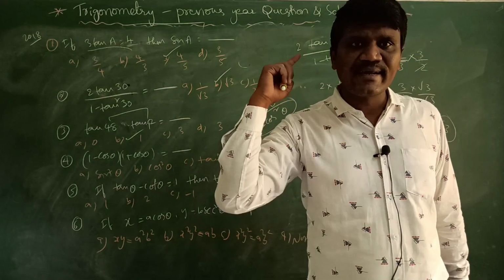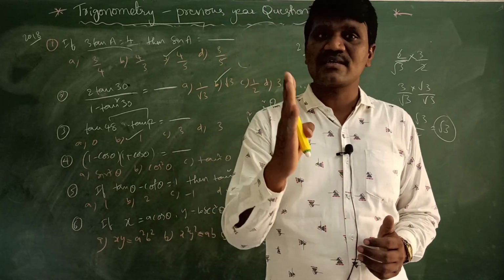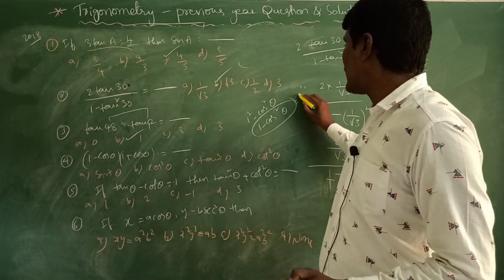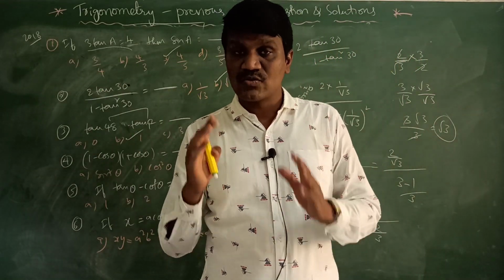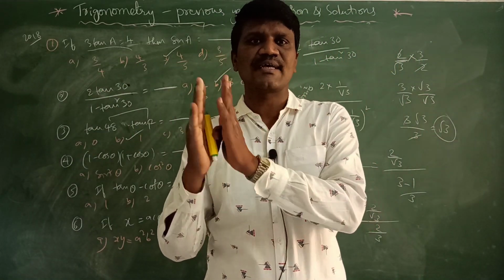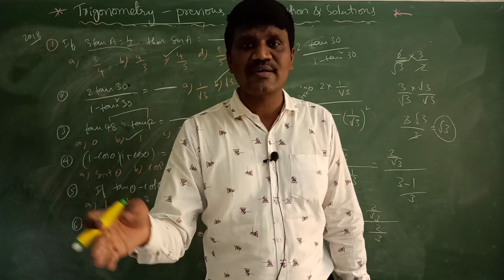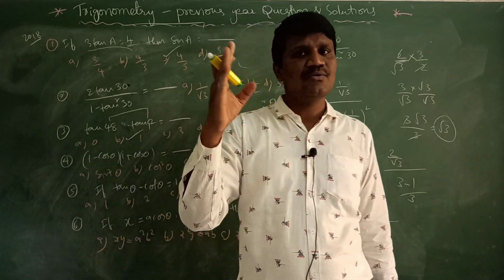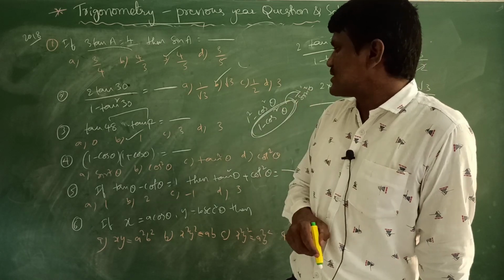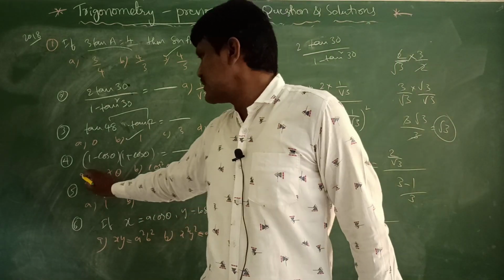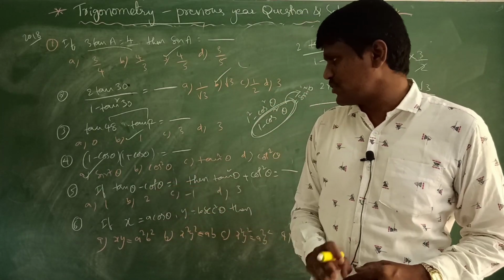From identity number 1, what is 1 minus cos square theta? It is sin square theta. We know identity 1 is sin square theta plus cos square theta is equal to 1. So from that, 1 minus cos square theta is equal to sin square theta. Always remember, 1 minus sin square theta is equal to cos square theta, and 1 minus cos square theta is equal to sin square theta. So the answer will be sin square theta. Is it there in the options? Yes, sin square theta.